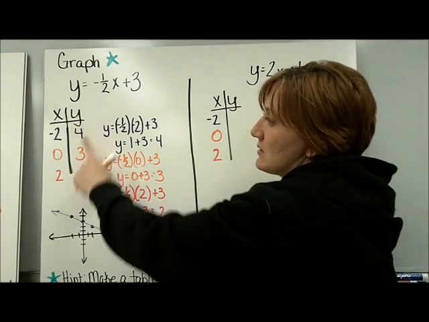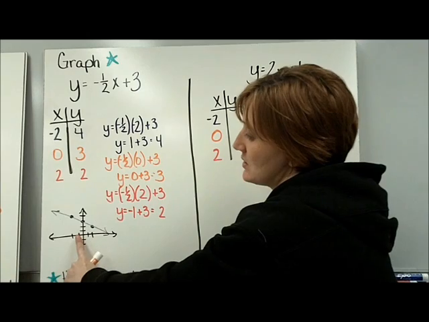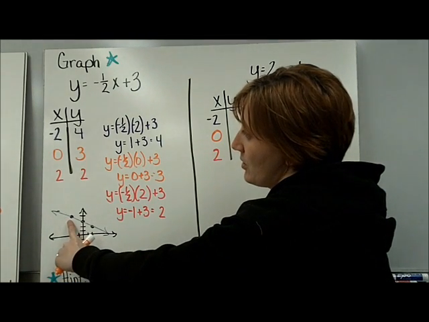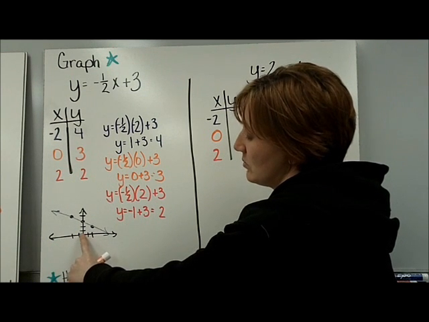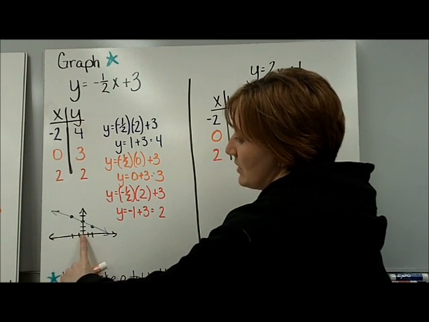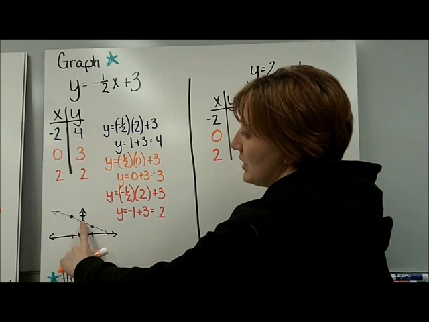Then I need to graph these. -2, 4 is back 2, up 4, done. On to this one. 0, which means 0 to the left or the right, stay right at the point of origin, up 3.